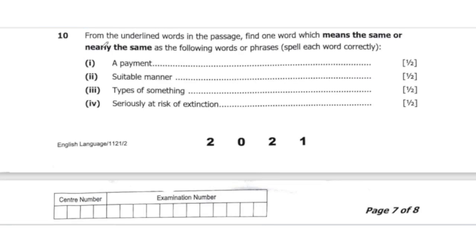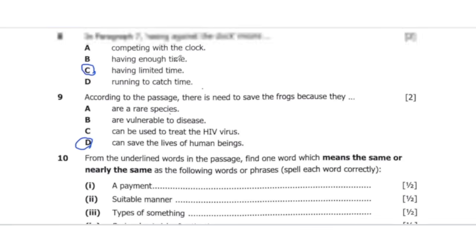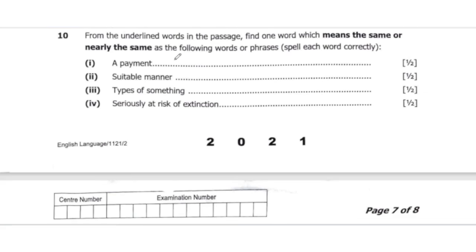Okay, we go to question number 10. The question is, from the underlined words in the passage, find the word which means the same or nearly the same as the following words or phrases. Spell each word correctly. So here, the spelling of words is also important. One, we have a payment. So what do we call a word that means a payment?